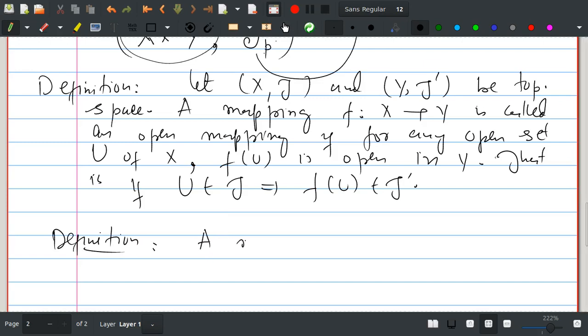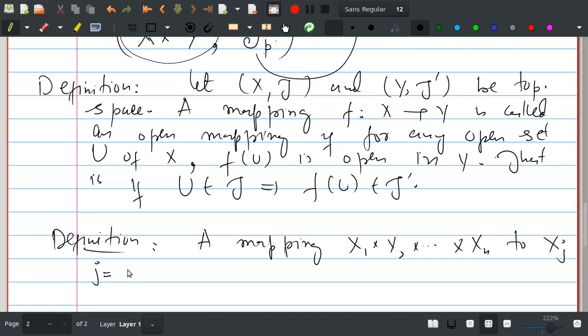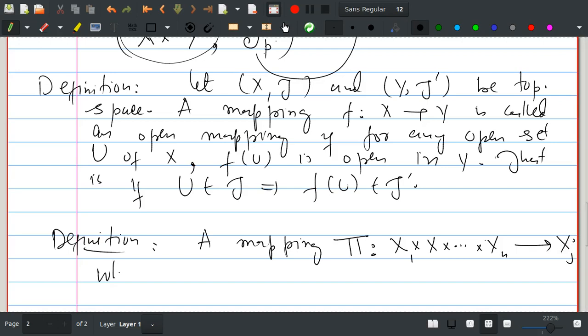Let us write the definition like this. A mapping, say pi, from the Cartesian product of n sets, x1 cross x2 cross through xn, to xj, where j is between 1 and n, is called a projection.